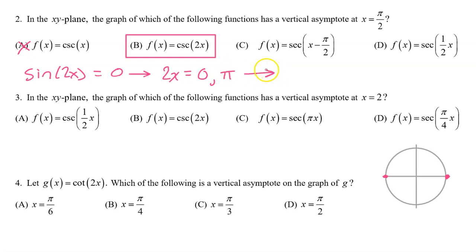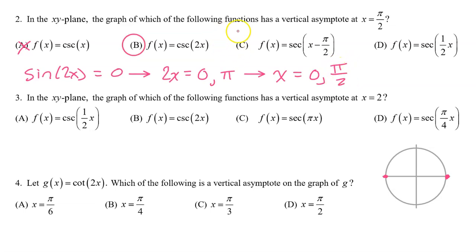Next, we can isolate the x by dividing both sides by 2. So dividing by 2 on the left gives us x. 0 divided by 2 is still 0, and pi divided by 2 is pi over 2. We were looking for the function that has a vertical asymptote at x equals pi over 2, and we just found that cosecant of 2x has a vertical asymptote at 0 and pi over 2. So the answer is B.